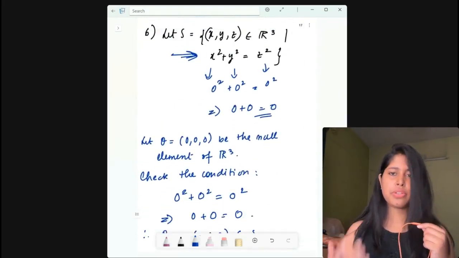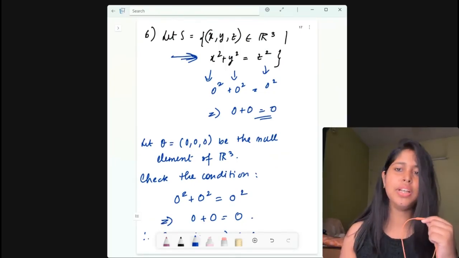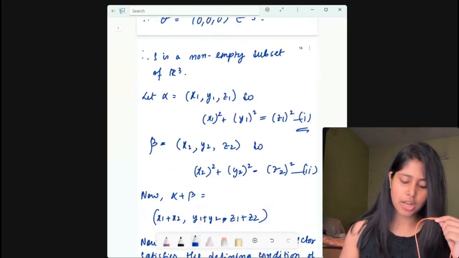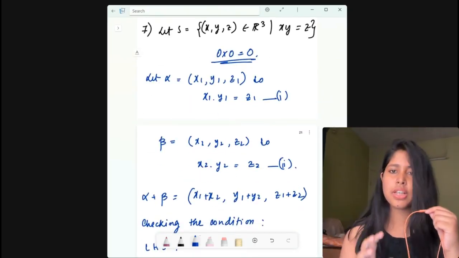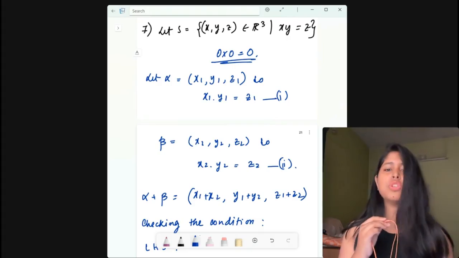And coming to question number 6, the condition is x square plus y square equals z square. Is this a subspace? No, this is also not a subspace. Now coming to the last question of today's class, the condition is xy equals z. Is this a subspace? This is also not a subspace.